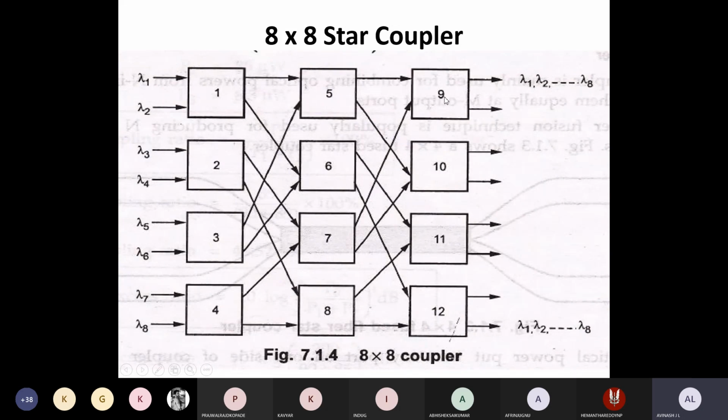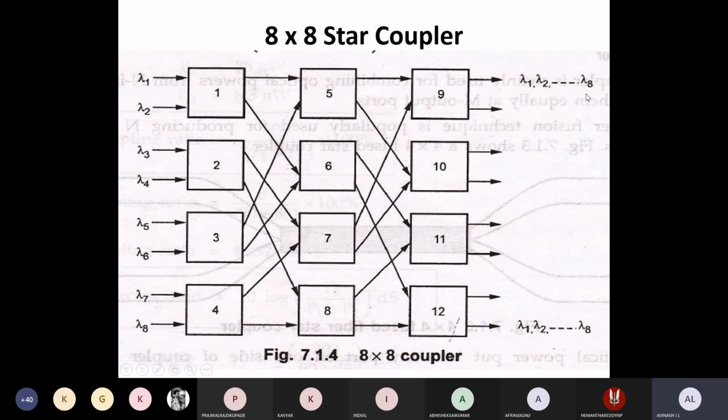Next, for that particular 9, there is another connection from the 7. If you trace back that 7, you can see that the 7 is getting the inputs from lambda 3, lambda 4, as well as lambda 7, lambda 8. Output of the star coupler 7 will be lambda 3, 4, 7, 8, and that is given to the 9. So 9 will take lambda 1, 2, 5, 6 from the fifth coupler, and 3, 4, 7, 8 from the seventh coupler.